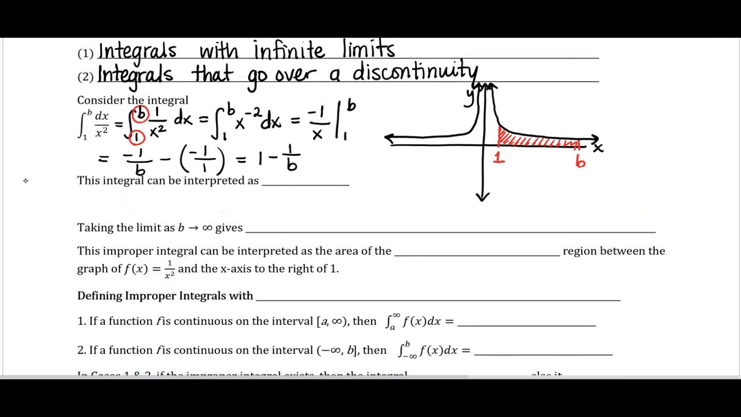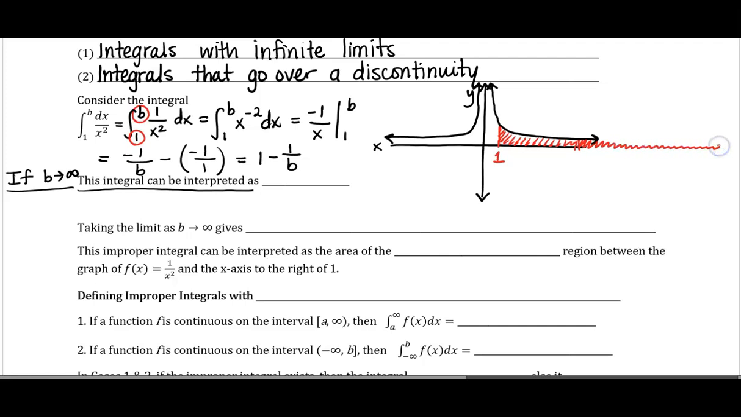Now let's consider what happens if we let b go to infinity. So if b goes to infinity, then this integral can be interpreted as what? If I let b go to infinity, I'm not going to stop my region there. Then this area just goes on and on forever because b is going on to infinity. So what we have represented in red then is the unbounded area under the curve for x greater than or equal to 1.